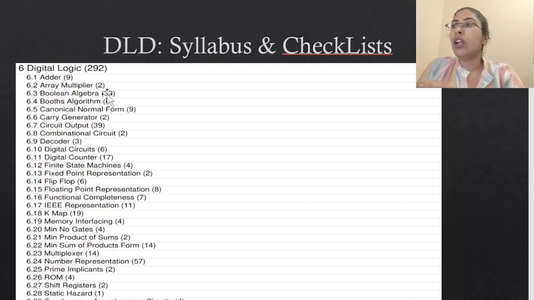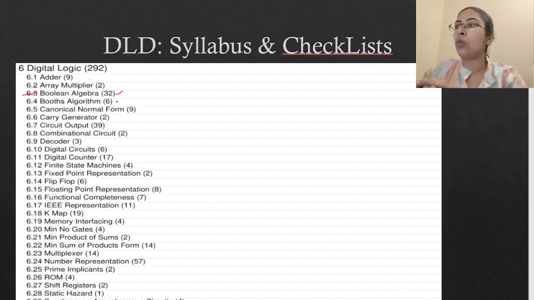Now, DLD syllabus and checklist. What are the important topics for DLD? Adder, 9 questions. Array multiplier, 2 questions. Boolean algebra, 32 questions. So this Boolean algebra is a very important topic. Okay, so I will mark it. Next is Booth's algorithm, 6 questions.